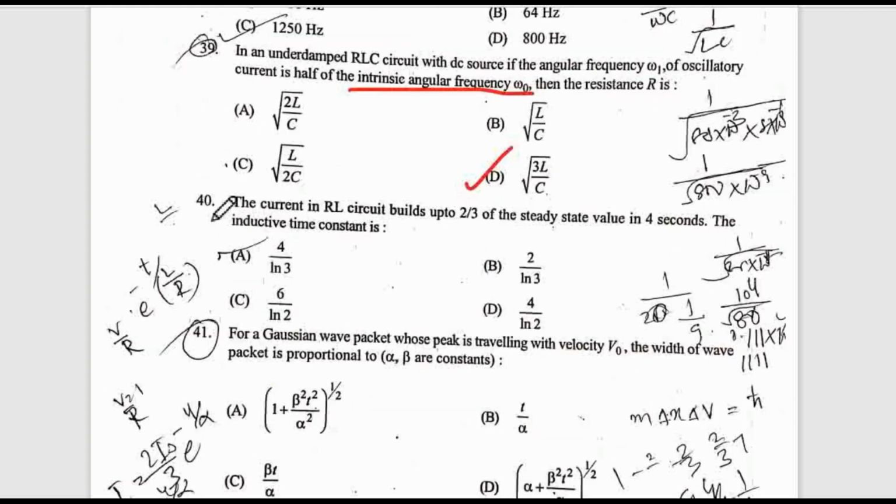Now coming to the 40 number question. It has given an LR circuit, and the data given is that the current builds up to 2 by 3 of the steady state value in 4 seconds. Let me read it once again: the current builds up to 2 by 3 of the steady state value in 4 seconds. It is asked to find the inductive time constant.